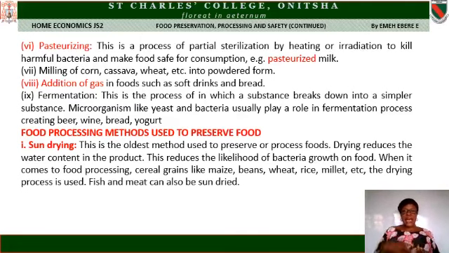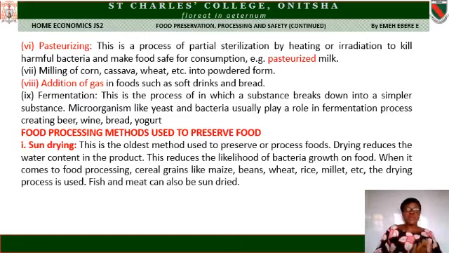Microorganisms like yeast and bacteria usually play a role in the fermentation process, creating beer, wine, bread, yogurt. Let us use cassava as an example. You use cassava to get your pounded cassava, which we call fufu. How do you do it? You ferment it by soaking it in water for 3 days, after which you sieve to get your fufu.